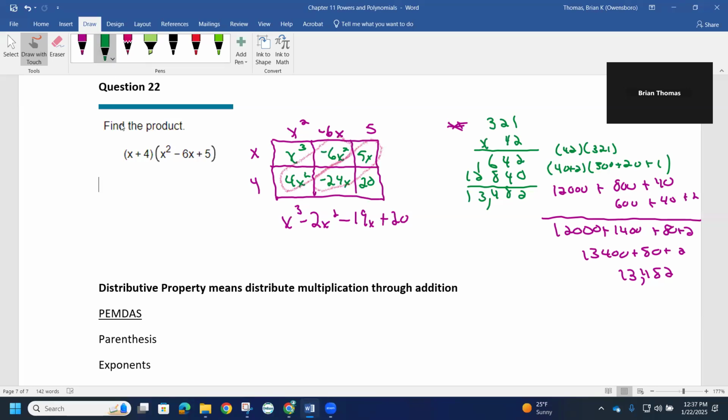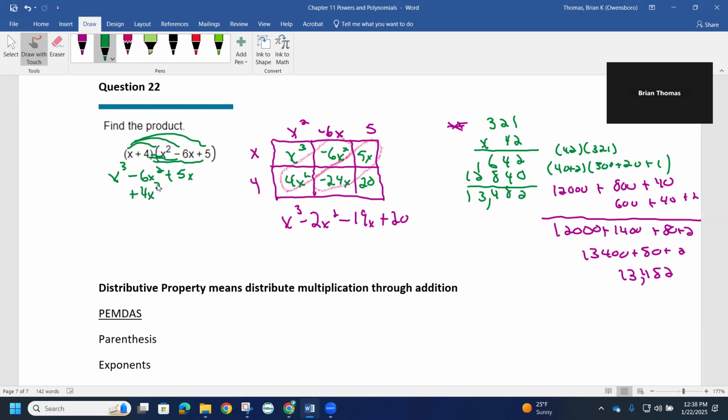Now, some people do not like the box, which is fine. You can also just distribute the x through all three pieces. So x times x squared is x cubed. X times negative 6x is negative 6x squared. X times 5 is 5x. And then you can multiply the 4 through all three pieces, this way. So 4 times x squared is positive 4x squared.